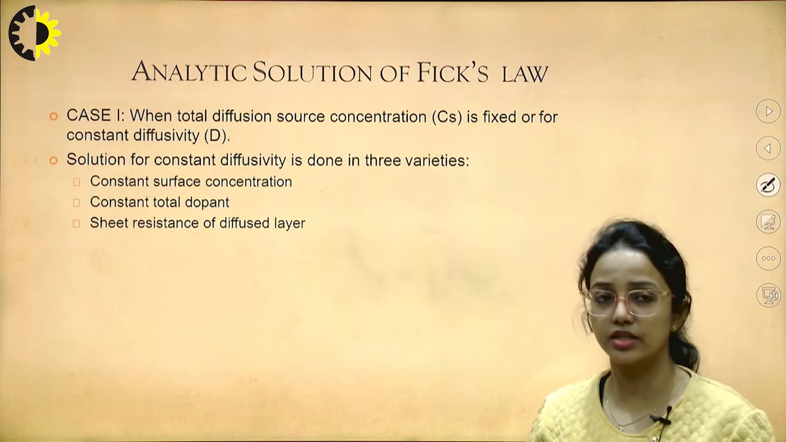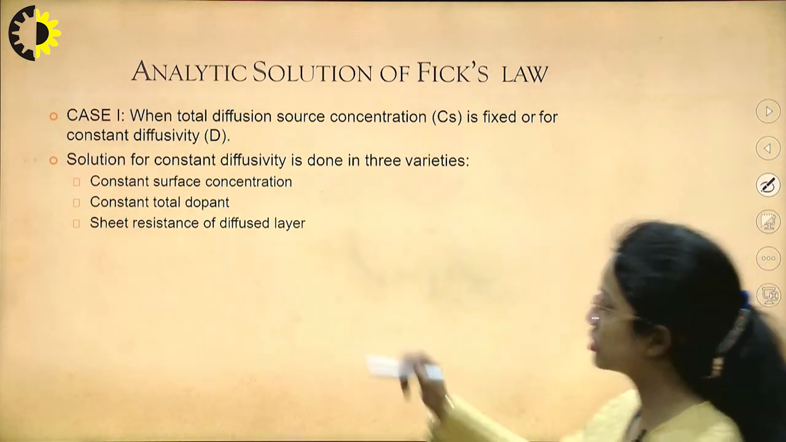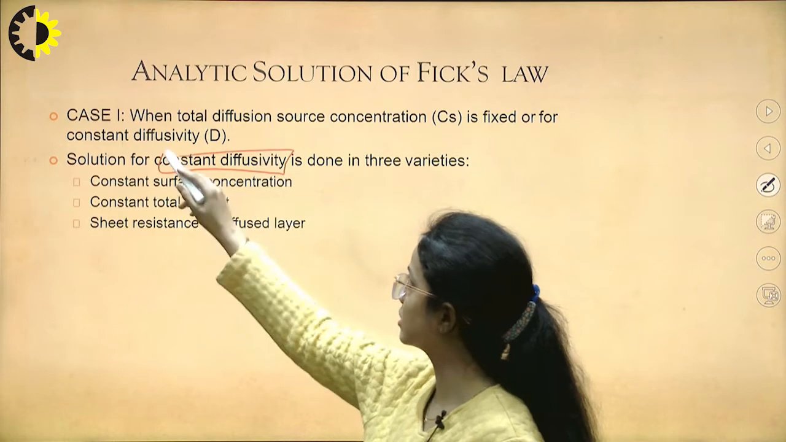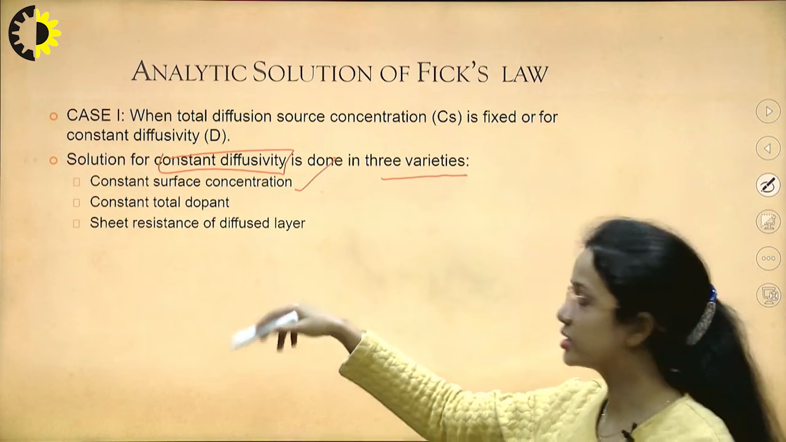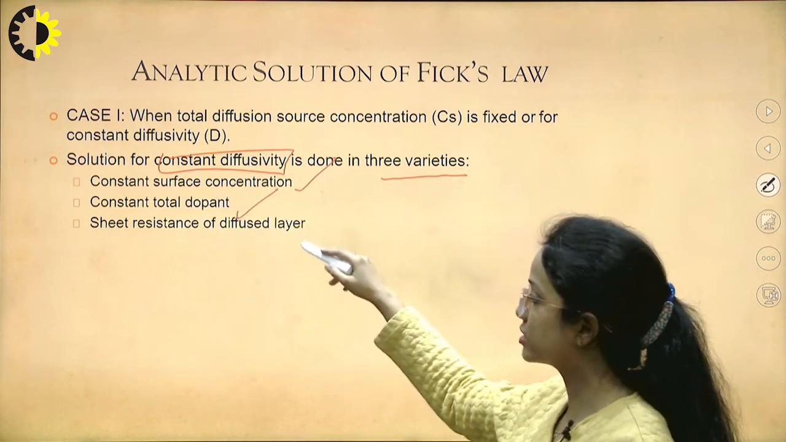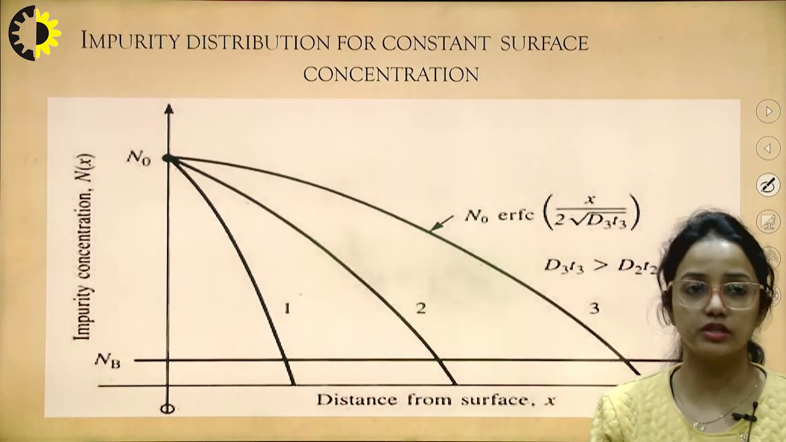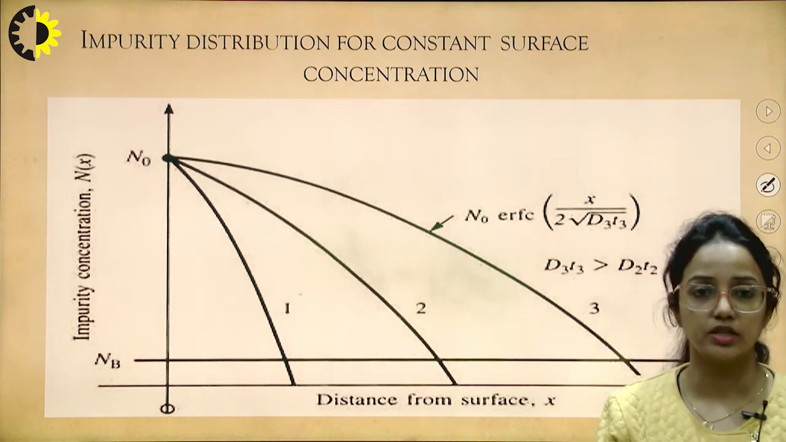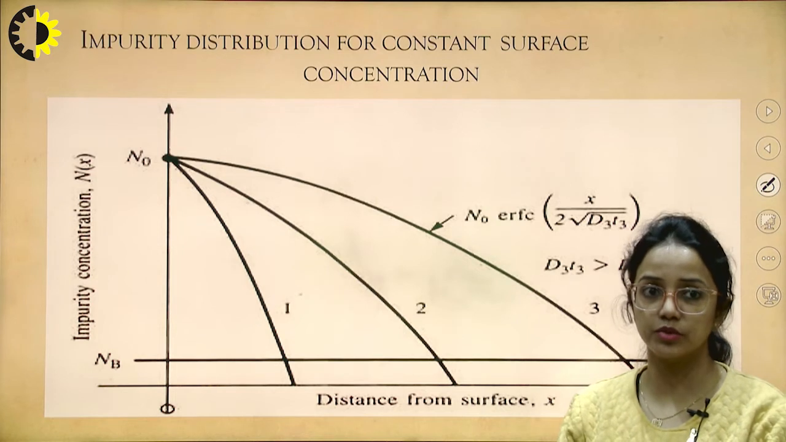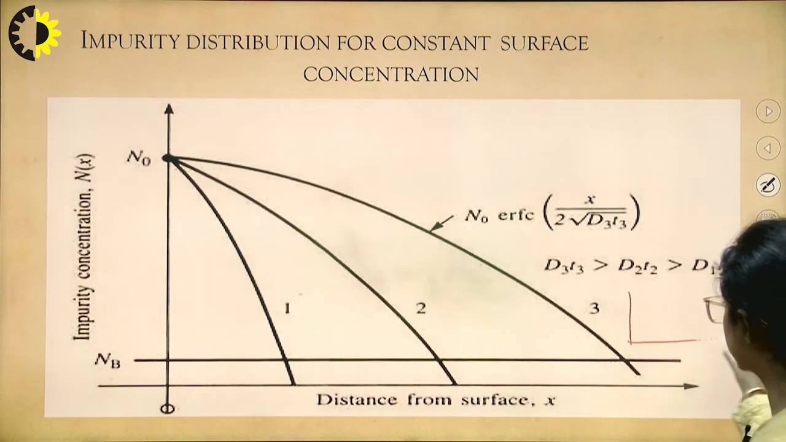We see that when the total diffusion source concentration is fixed, or for constant diffusivity, the solution for constant diffusivity is done in three variations. First is constant surface concentration, second is constant total dopant, and next is sheet resistance for the diffused layer. Here I want to specify the curve and the relationship between the junction depth x and the impurity concentration. So I want to rewrite it to show what is happening inside it.